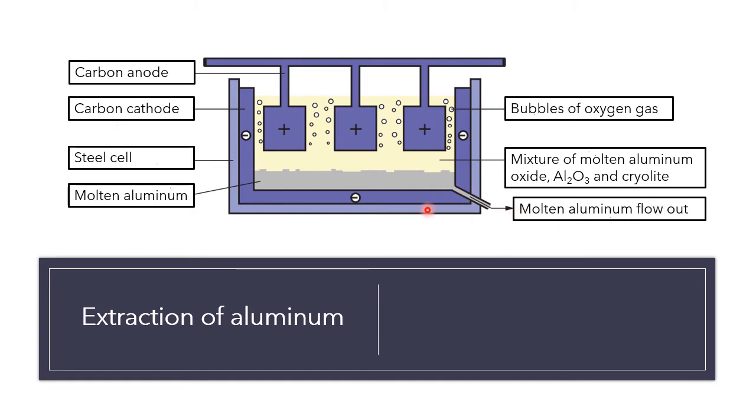Right. There is cryolite here. So there is a function of cryolite. Okay, penting. Kenapa aluminium oxide must be mixed with the cryolite? Okay, because cryolite will reduce the melting point of the aluminium oxide. Therefore, less energy is needed. Okay, less energy is needed. So it is an advantage using cryolite.